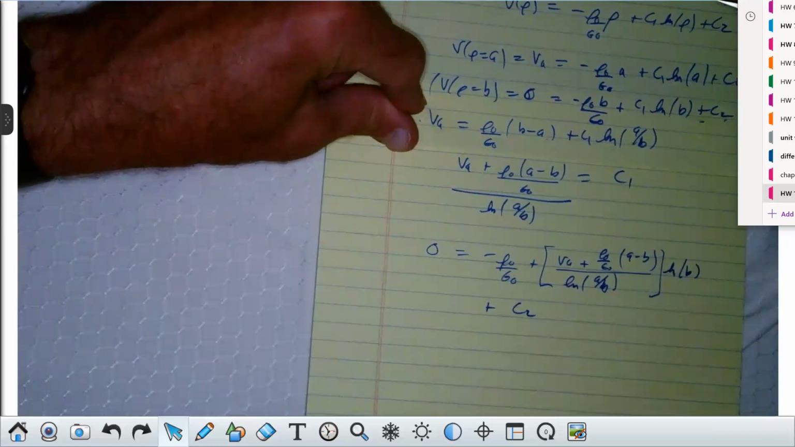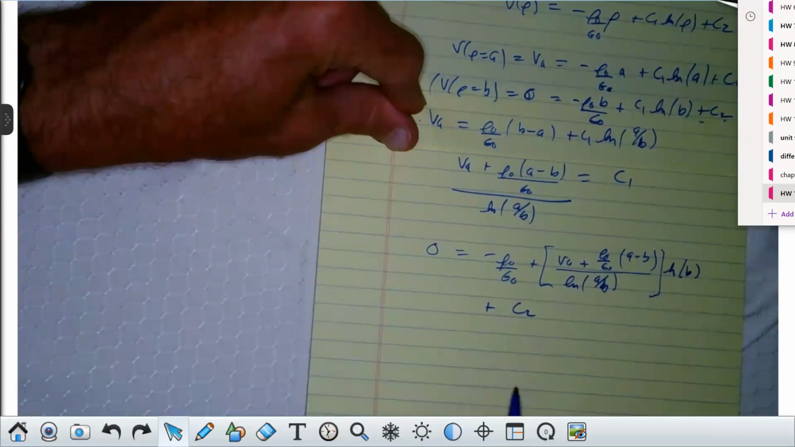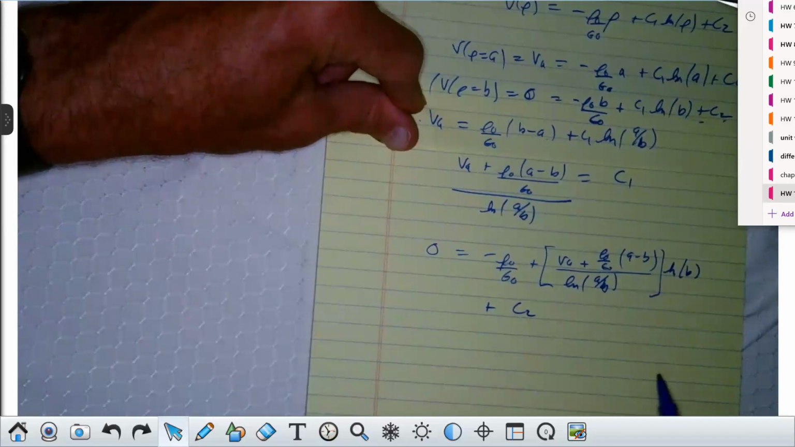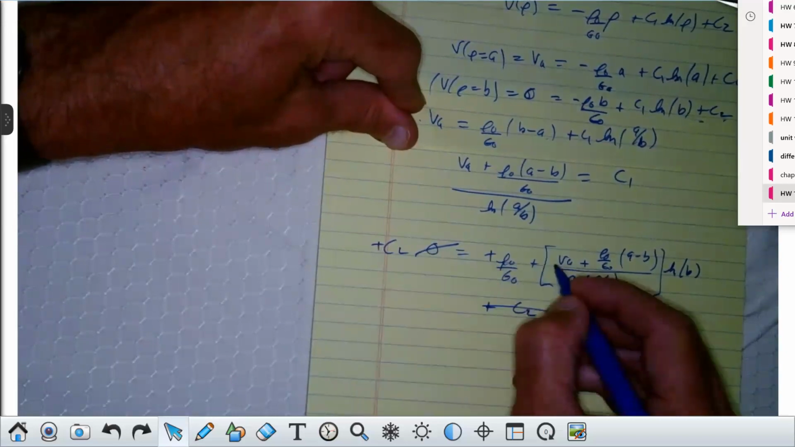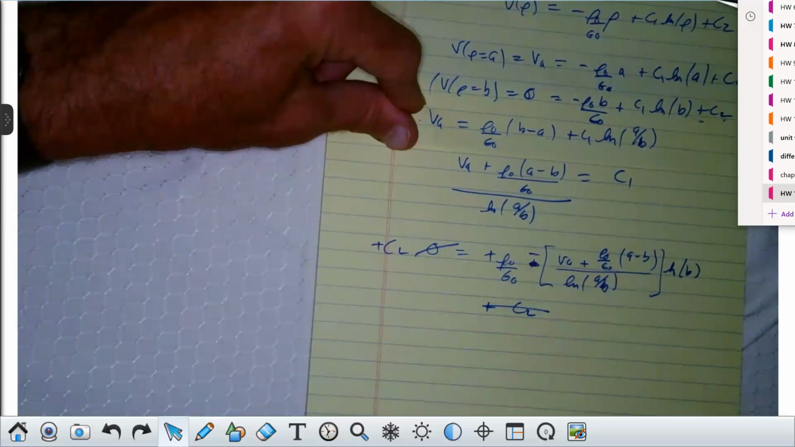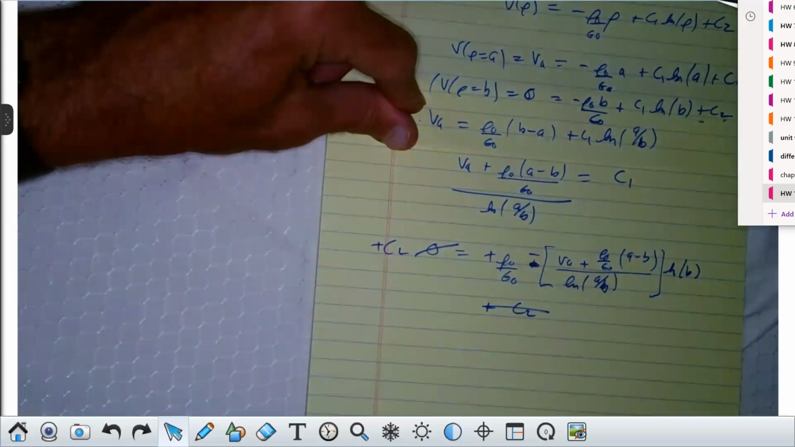So I can solve for C2 right here. I just take it to the other side, so make this minus C2, and then multiply everything by a negative sign. And that would be C2. Do y'all agree with this, class?